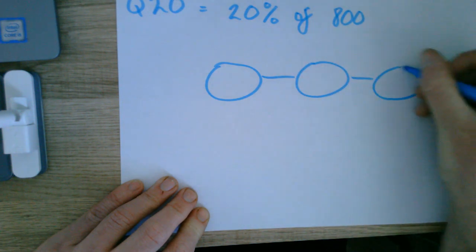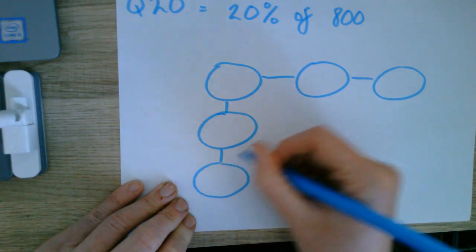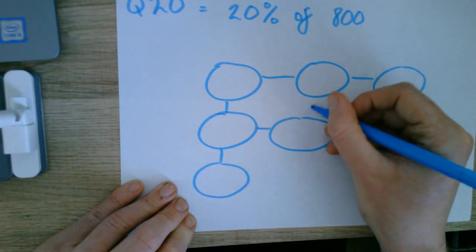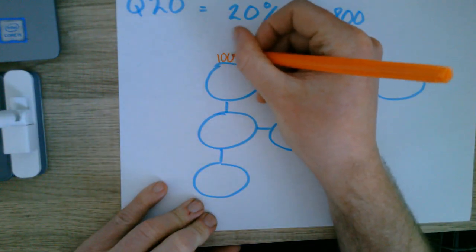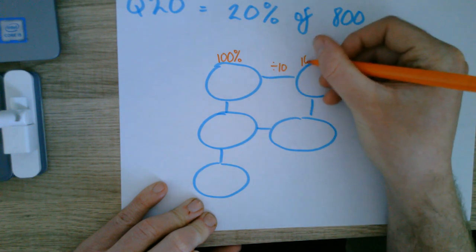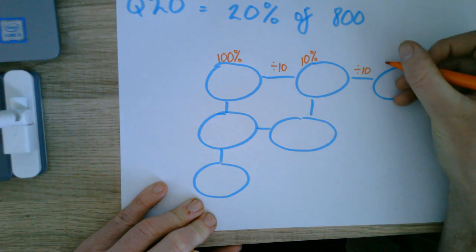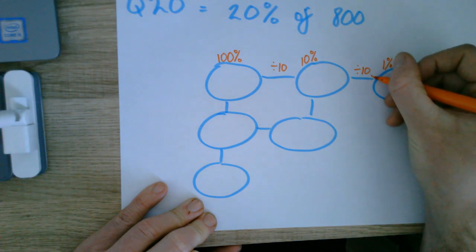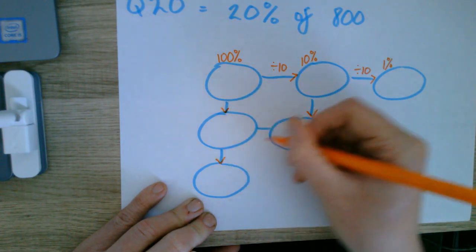We have 3 bubbles on the top row, 2 bubbles on the second row, and 1 bubble on the bottom row. Our first box is 100%. When we move to the right, we divide by 10, which will give us 10%. And if we move to the right again and divide by 10, we get 1%. When we move down, we halve.